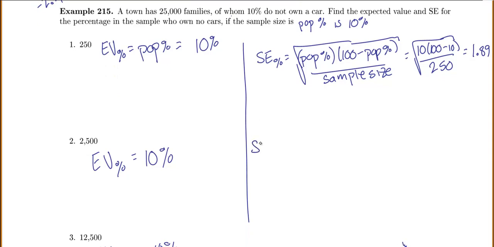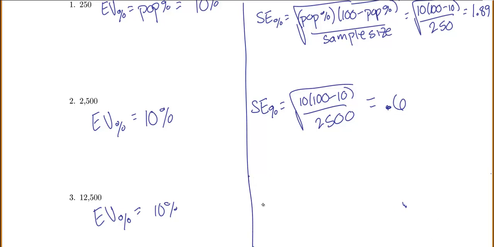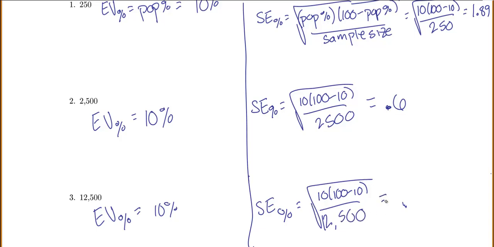Now let's do it for my next one. Once again, the only thing that's changing here is my sample size. So it's going to be 10 times 100 minus 10 divided by a sample size of 2,500. And that gives me 0.6. And my final one, for sample size of 12,500, that's going to be 10 times 100 minus 10 divided by 12,500. Which gives me 0.189.